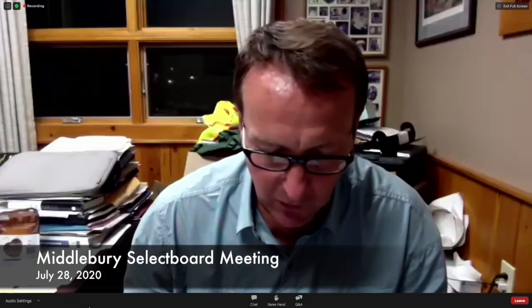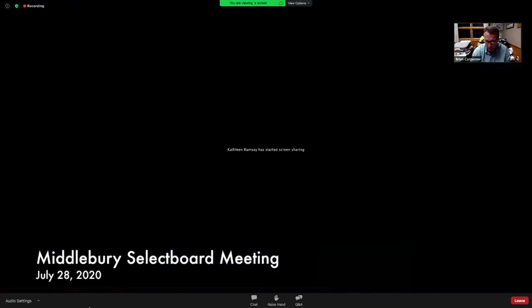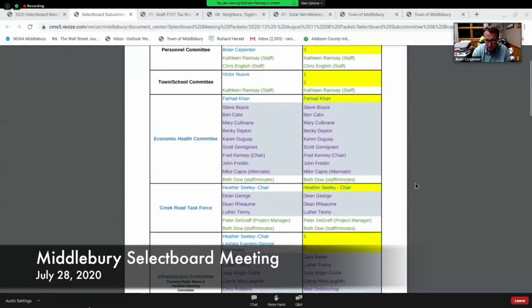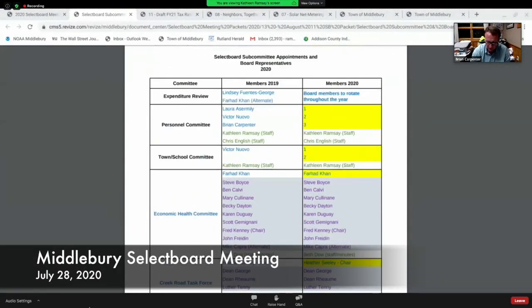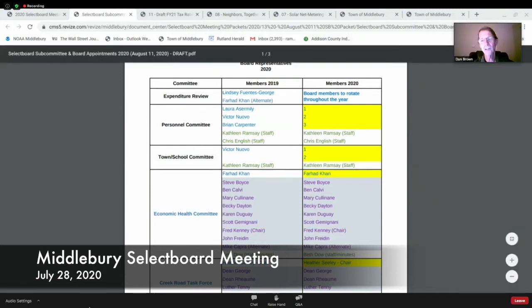So why don't we go down through the committees then, right from the top of the sheet. The first is expenditure review. Is everybody good with the way we've been doing it since we established basically a military style duty roster? Does that work for everybody? Yes, sure does.